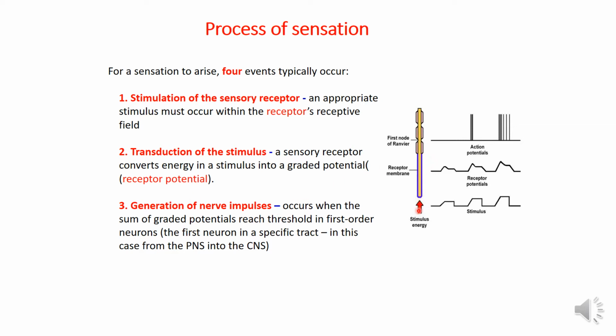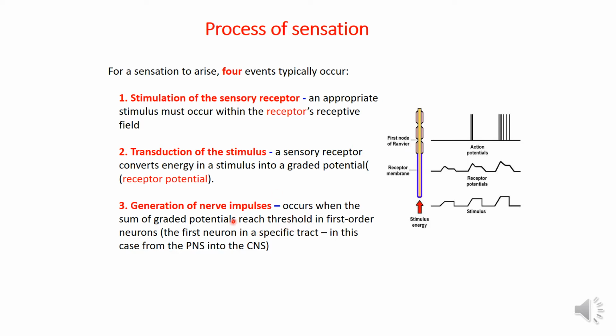So again, energy of the stimulus, receptor potential, travels until it reaches the first node, and from there generates an action potential or nerve impulse. This means that the energy of the stimulus is transformed by the receptor into a receptor potential, and in the first node it is going to be transformed into an action potential.